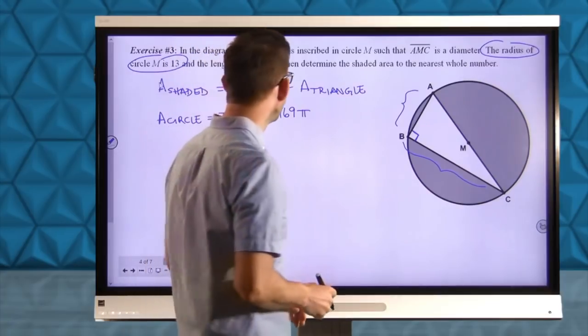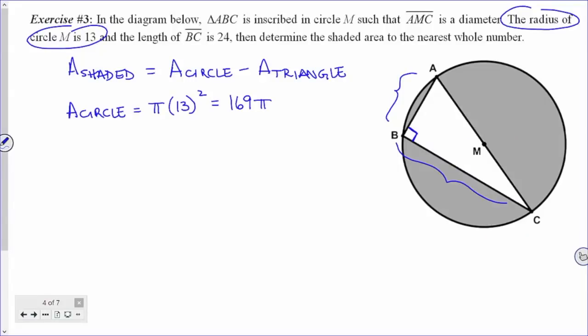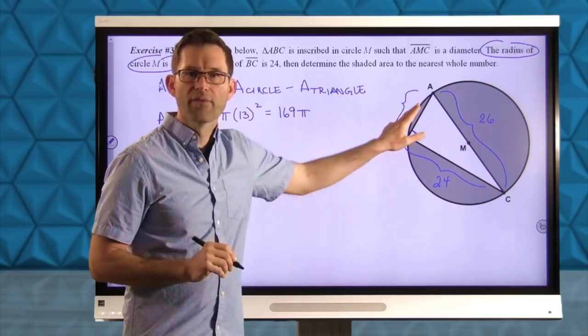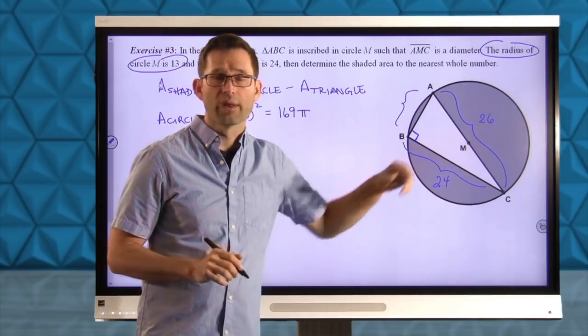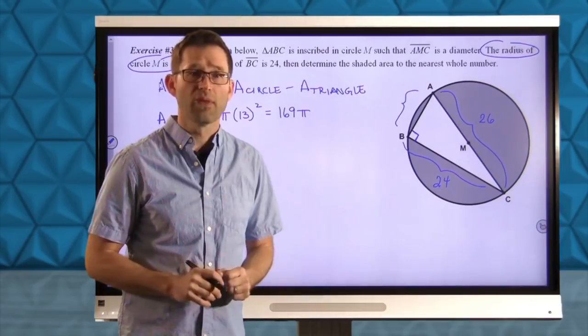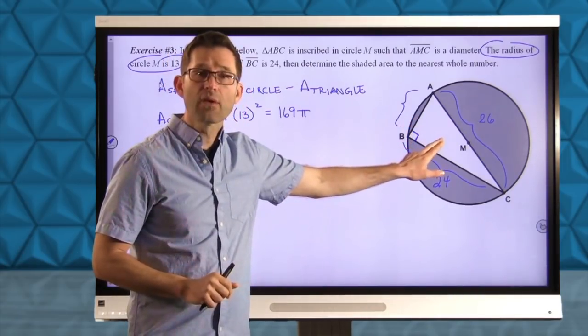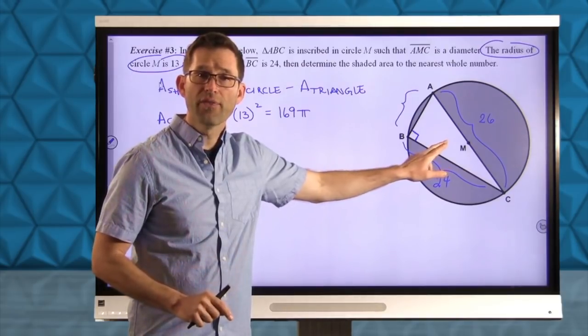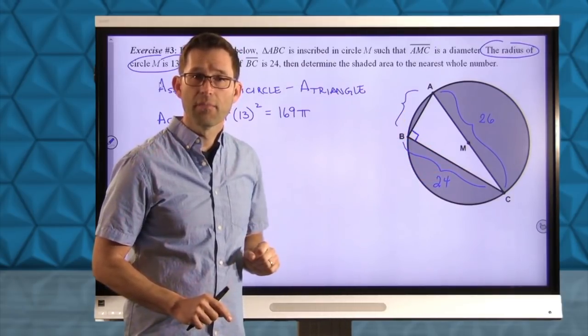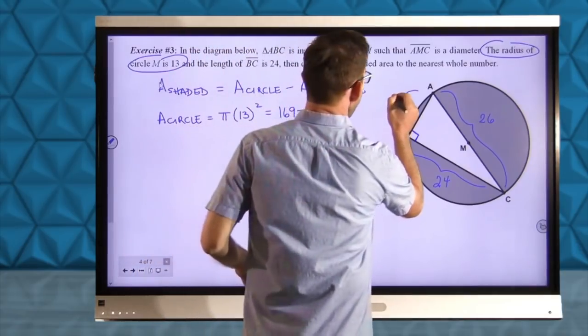Let's take a look. It tells me the radius of circle M is 13. That would tell me that this length is 26, because it's a diameter. We know that BC is 24, but they never did give me AB. I don't have this, and I certainly can't do 24 times 26 and then divide by 2. That won't give me the area of this triangle. But because this is a right triangle, I can use the Pythagorean theorem to find the length of side AB. Maybe I'll call that just A.